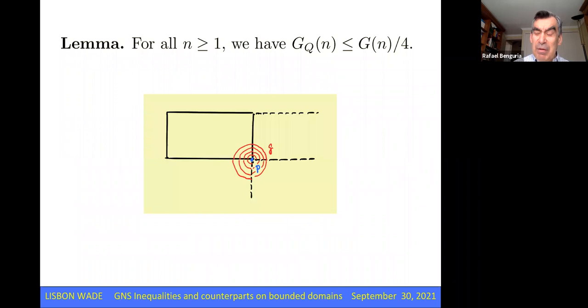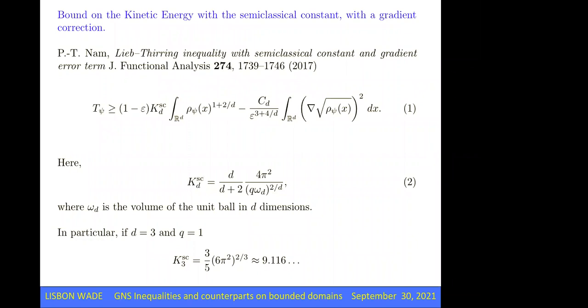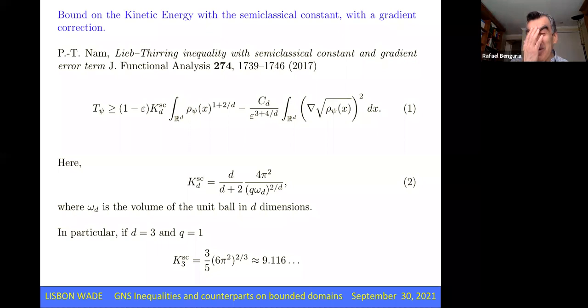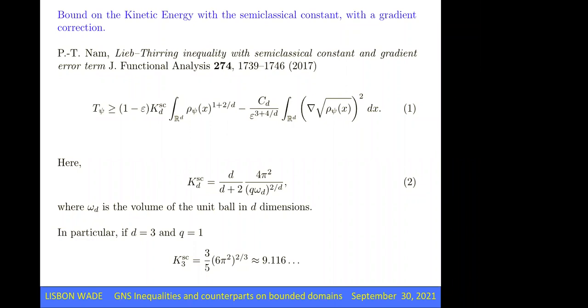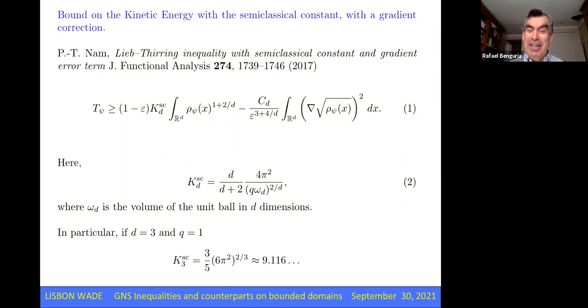May I interrupt? It's Hugo. Do you have other sets where you have non-existence? I'm curious about your very specific rectangular triangle. It's a shame, but the only case where we are certain that we don't have existence of solutions is the isosceles right triangle.